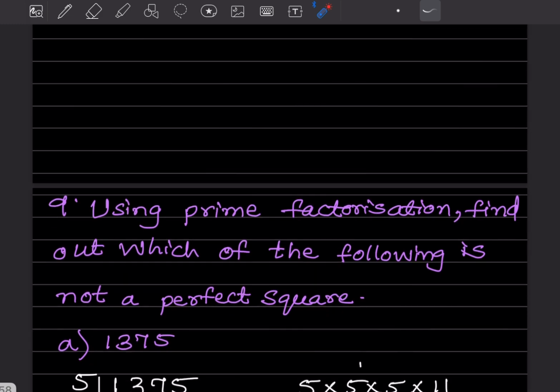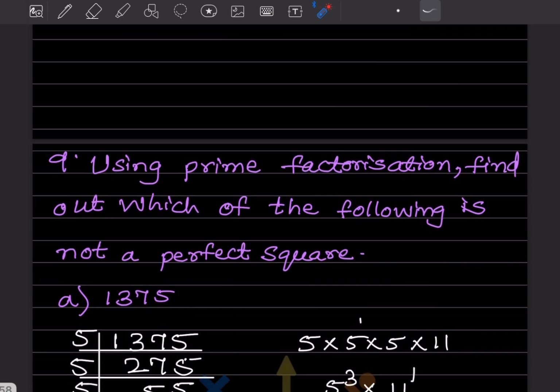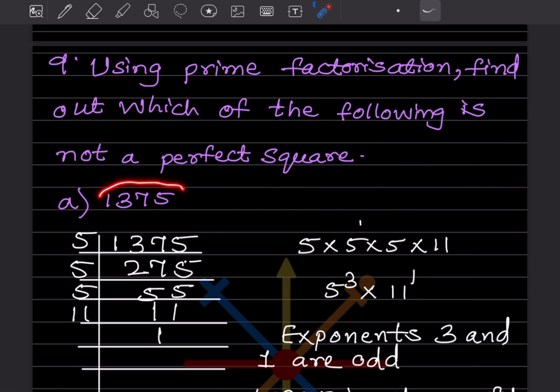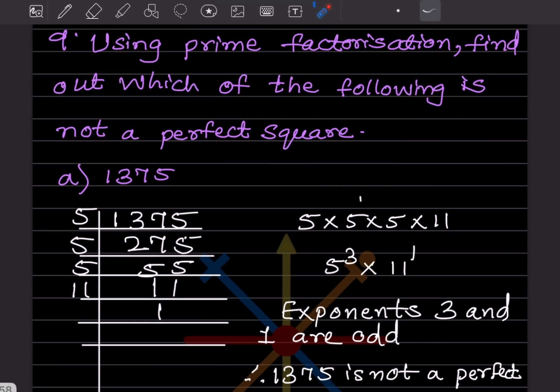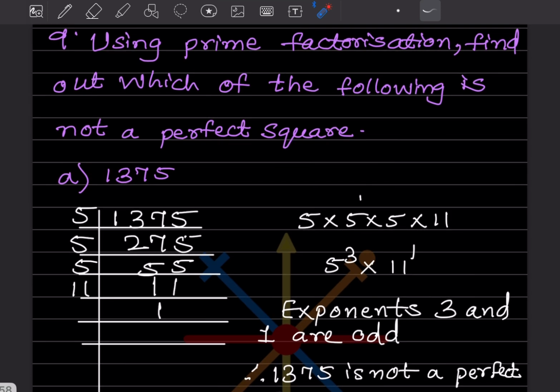Using prime factorization, find out which of the following is not a perfect square. So this number is given. Prime factorization means you have to start with the lowest number. So you can see the unit digit here. Whenever you see 5, it is either divisible by 3 or 5. But this is not divisible by 3. So we'll start with 5. So 5 times 275 is going to be 1375.